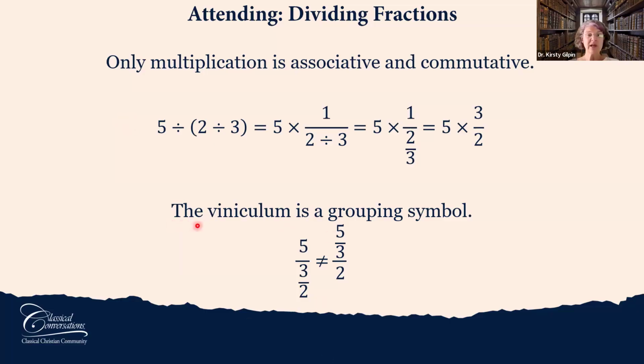And so remember, the vinculum is a grouping symbol. So here you can go, you see this is the longer bar. And here's my longer bar. So notice that my 5 divided by 3 divided by 2 is not the same as 5 divided by 3 divided by 2 with the other grouping, because I have to simplify differently in different places. Right. Any questions?